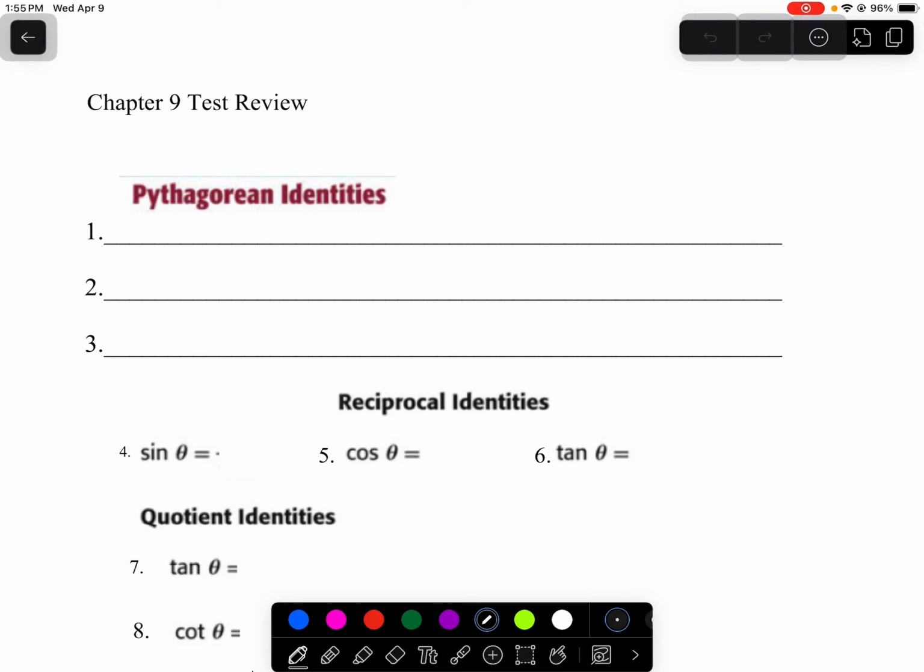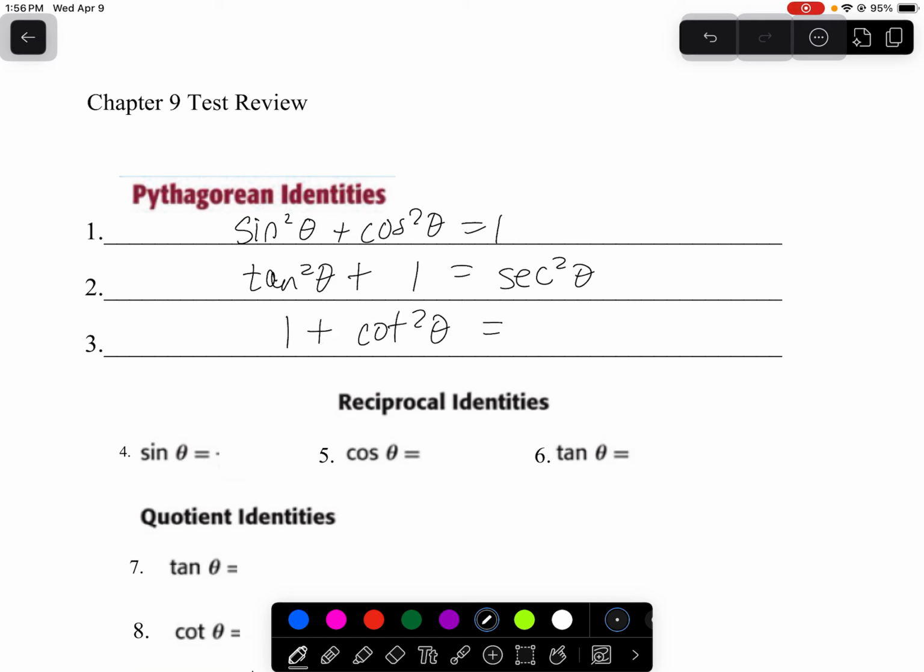So in this video, we are going to talk about the Chapter 9 test. Remember, there are some things you have to have memorized. The Pythagorean identities: sine squared plus cosine squared is equal to 1. Tangent squared plus 1 equals secant squared. And 1 plus cotangent squared is cosecant squared.